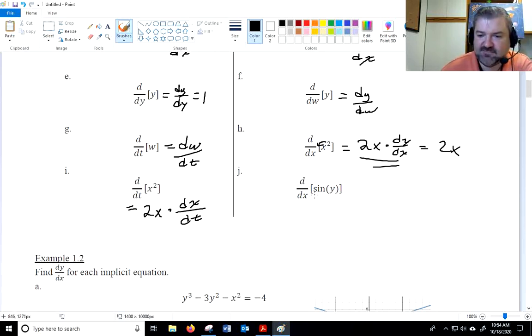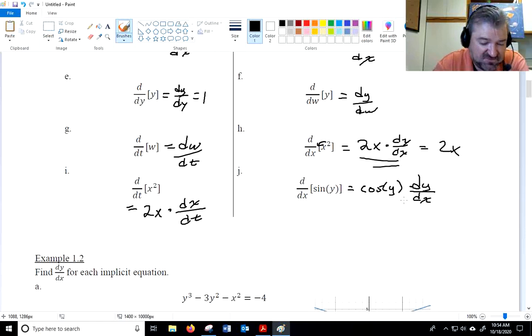That's important. The derivative with respect to x of sine of y. Okay, so I've got a y inside a sine, so I have to use my chain rule here, right? Because it's composite. So the derivative of sine of u is cosine of u. That means I don't change the inside, right? So cosine of u times u prime. Well, I need to take the derivative of y with respect to x, so that's dy over dx. And that is essentially how we do implicit differentiation. We've basically been doing this the whole time. It just hasn't really made a difference, but now it will.